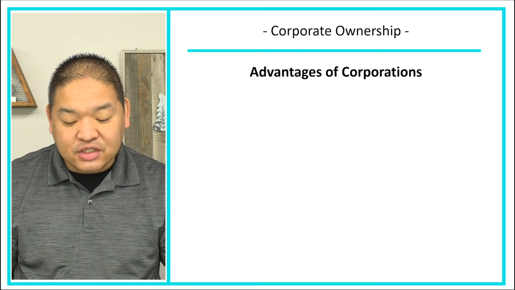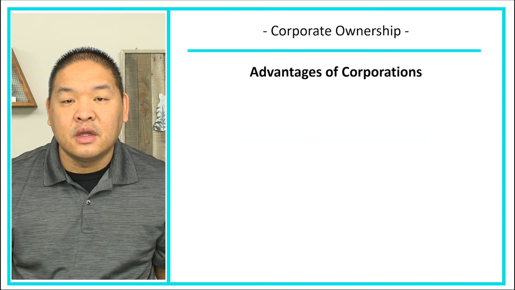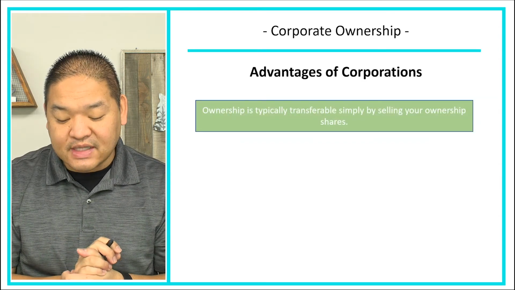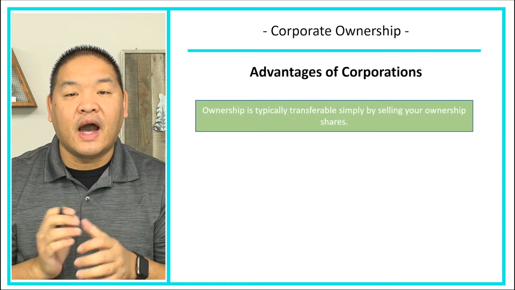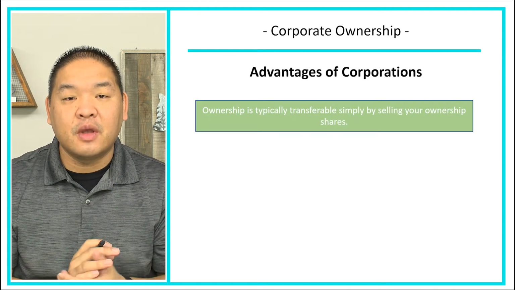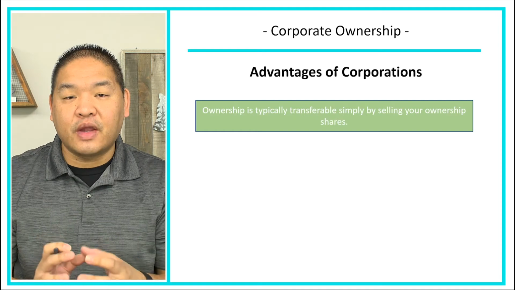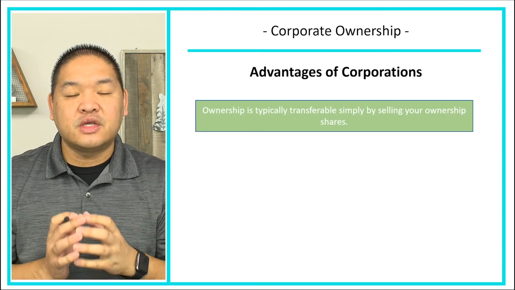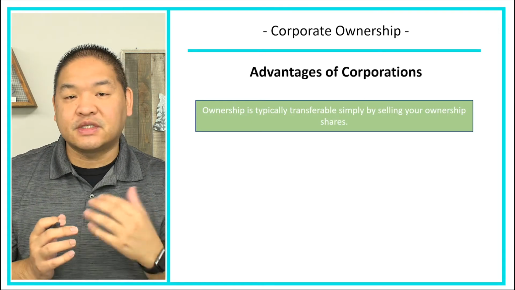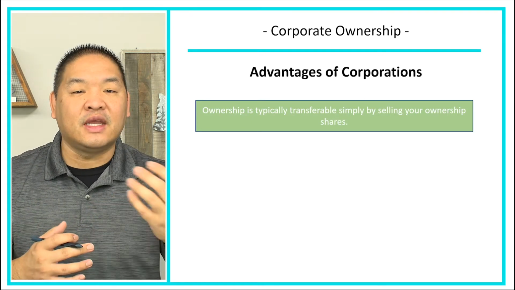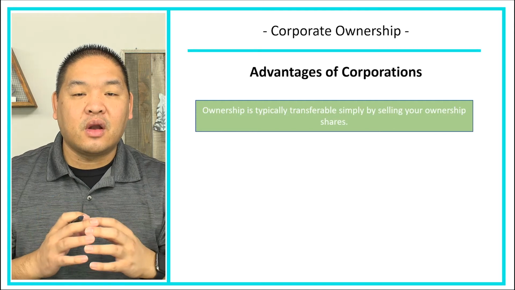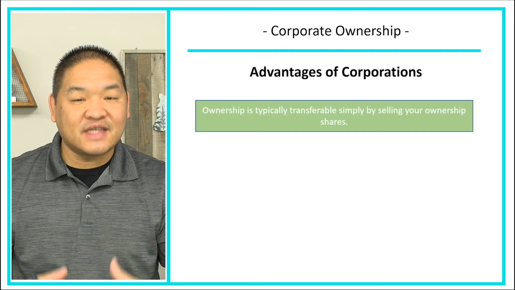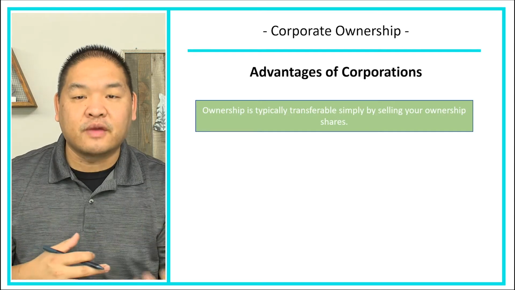Now, some advantages to having a corporation: ownership is typically transferable simply by selling your ownership shares. Unlike a sole proprietorship or even a partnership, a corporation is made up of shares. So if you own a share, you can transfer your ownership to someone else by simply selling your shares. Whereas if you are a sole proprietor, in order to transfer ownership, you would have to sell the business. It's a little bit more involved.